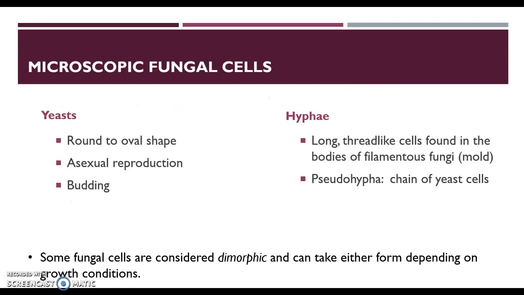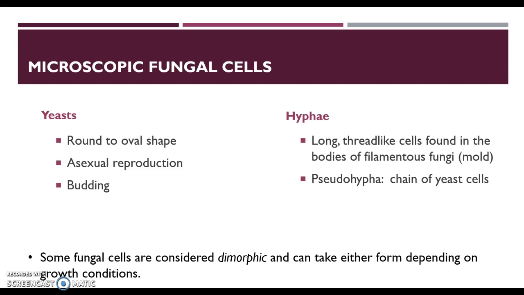The 2 types of fungal cells are yeasts and hyphae, and the yeasts are typically round to oval in shape, and they reproduce asexually by budding parts of the cell off to create a new cell. The hyphae are long, very thread-like cells that are found in the bodies of filamentous fungi, and these are typically our molds. Or we can also encounter pseudohyphae, which are long chains of yeast cells.